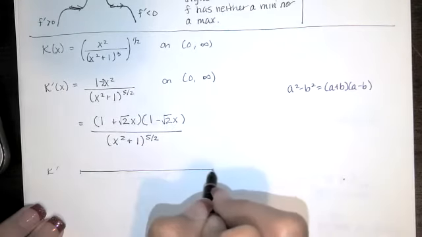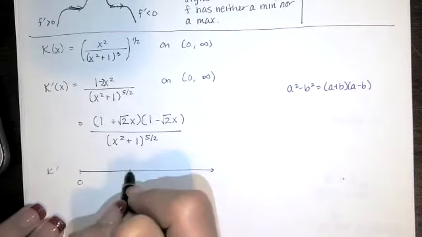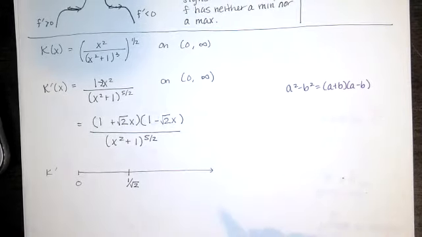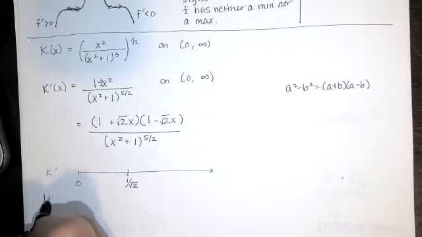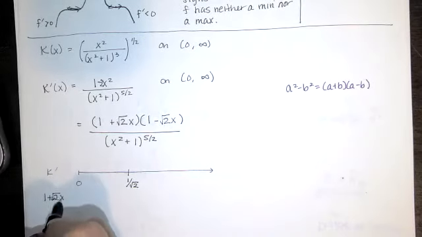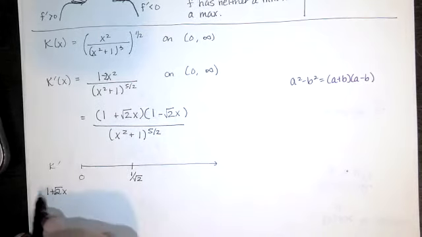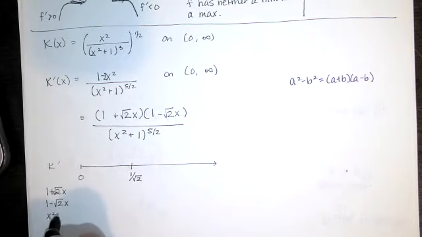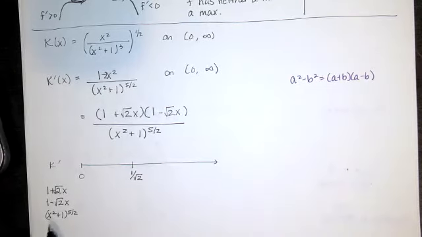And we're only interested in the interval from 0 to infinity, and our x value of interest is 1 over square root of 2. I've got 3 factors: 1 plus 2 square roots of 2, or 1 plus square root of 2 times x, excuse me, 1 minus square root of 2 times x, and then the factor x squared plus 1 to the 5 halves. Now, it does not matter what x is.